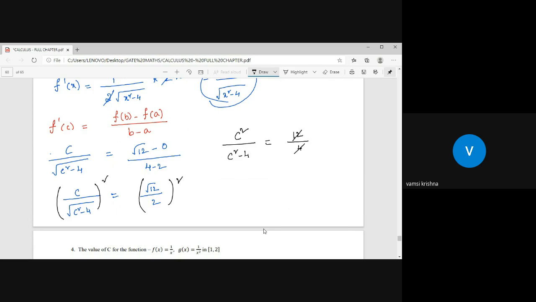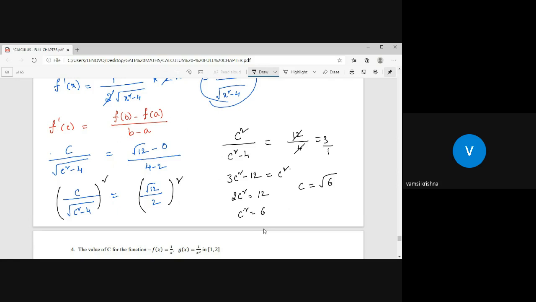So 12 by 4 means you will get 3 here. I got 3, and do cross multiplication. 3 times c square minus 4 is equal to c square. So 3c square minus 12 is equal to c square, so 3c square minus c square is 2c square is equal to 12. It means c square is 6, so c is equal to square root of 6.